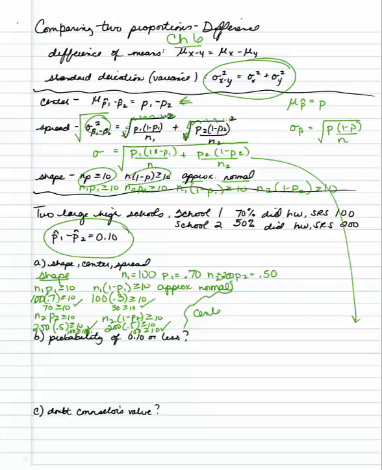What's the center? We tell the center typically from the mean. So the mean of one and the mean of the other, or the proportion of one and the other, your center is going to be 0.20. Standard deviation is kind of the trickiest one, and that's where we're required to use that big formula that we were just talking about.